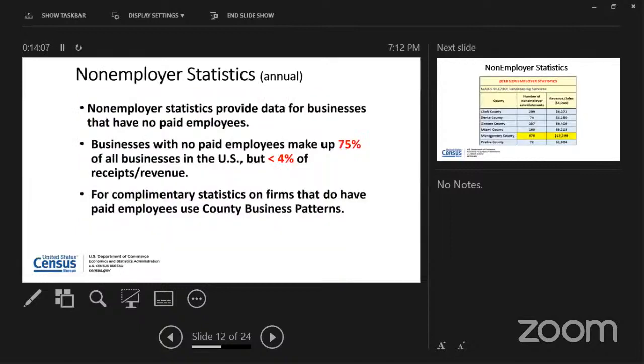Now, we also have non-employer statistics. These are businesses with no employees. They go hand in hand with County Business Patterns. County Business Patterns are for those with employees, and non-employers have no employees. So you can use those together to get the big picture of what's going on. Businesses with no paid employees make up 75% of all businesses in the United States, but they account for less than 4% of the revenue. And as I said, use County Business Patterns and non-employer statistics together.